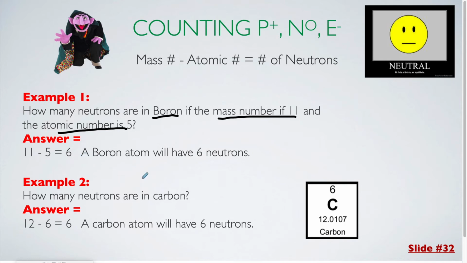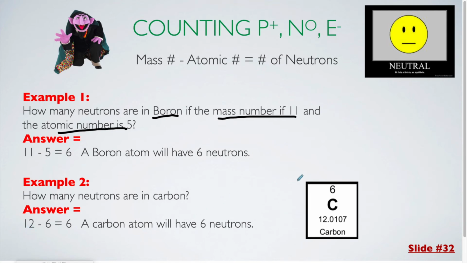Now in our second example here, we are asked how many neutrons are in carbon. Now this time they didn't give us any extra information. There's no numbers here. So what I would do is look at a periodic table, and I've included a screenshot of the symbol for carbon here. I'm not given an actual mass number, but I can approximate it based on this average atomic mass. So since this mass is very close to 12, I'm going to round that to 12. So I have a mass number of 12.